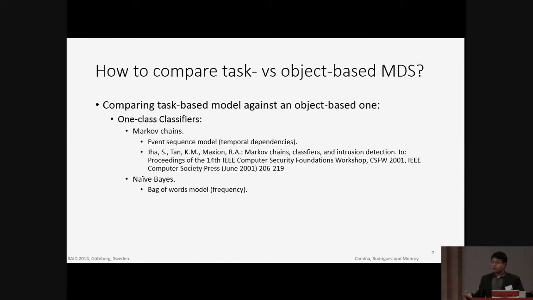So in order to compare how the task and the objects work, we are using one-class classifiers because we cannot assume that we know every type of attack that we can have. So we only have the normal user behavior. For one-class classifiers, we take a Naïve Bayes, which is a frequentist approach. We also take a Markov chains based classifier because it models all the temporal dependencies in how the user works from task to task.